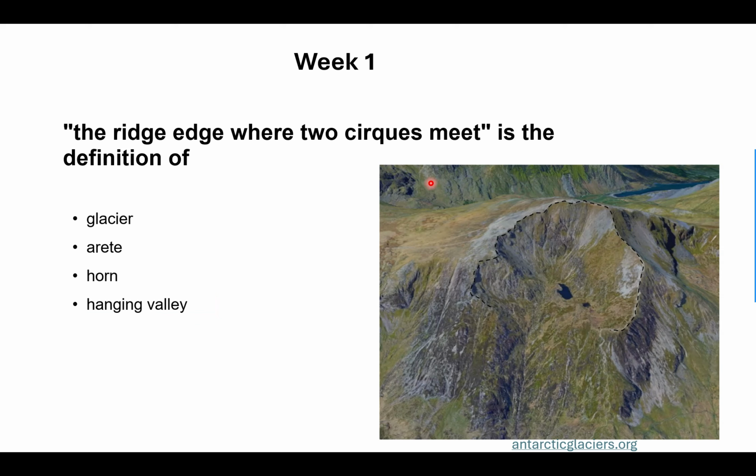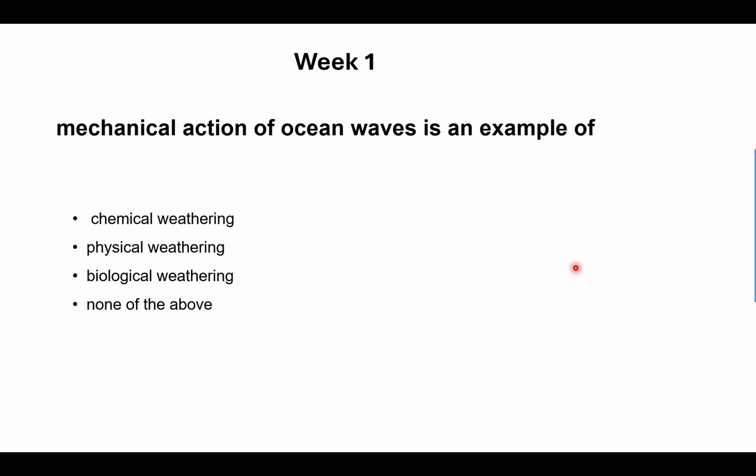The ridge where two cirques meet is the definition of what? If you remember, we were talking about cirques. When there is a ridge where two cirques meet, it's an arete. These are terms that were discussed when talking about glaciers. Mechanical action of ocean waves is an example of physical weathering, because the ocean waves are constantly acting physically upon the material and weathering it.